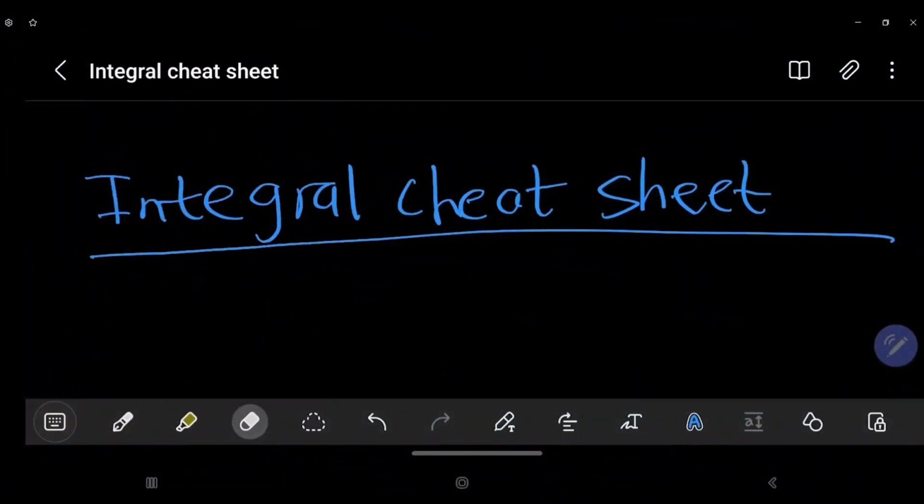Look at the integral cheat sheet. Now this cheat sheet is quite helpful when looking at integral problems. It helped me quite a lot when I was studying integrals and getting me through the integral section. So feel free to pause the video at any time, look at the examples that I'm doing.